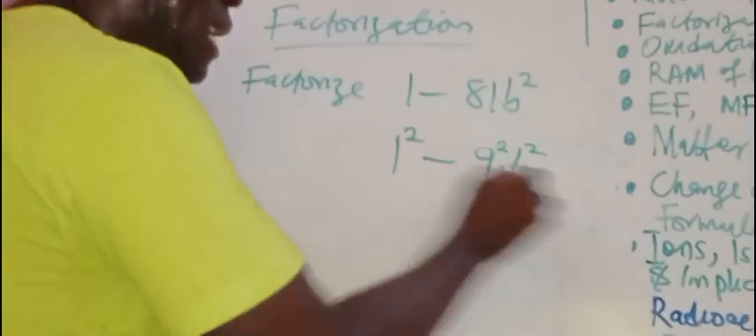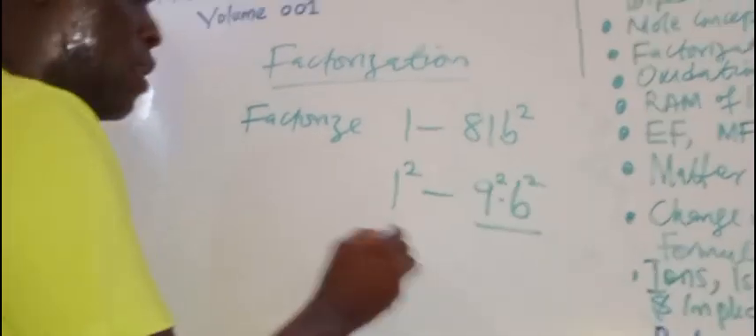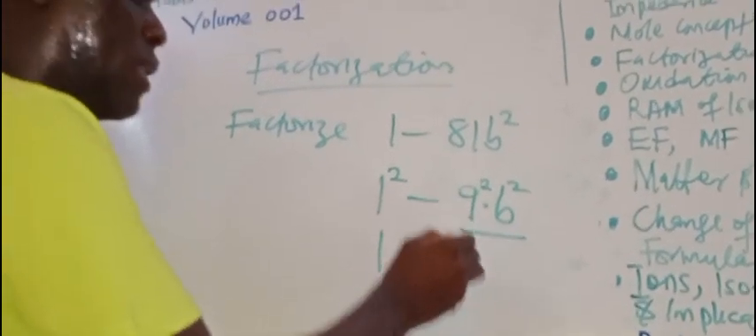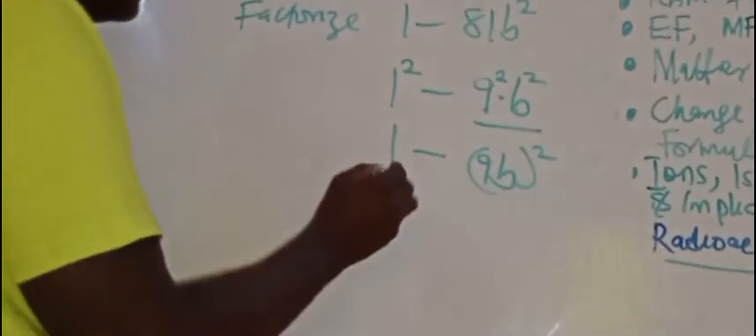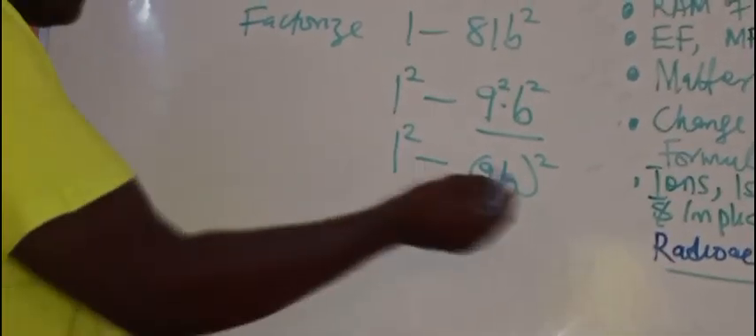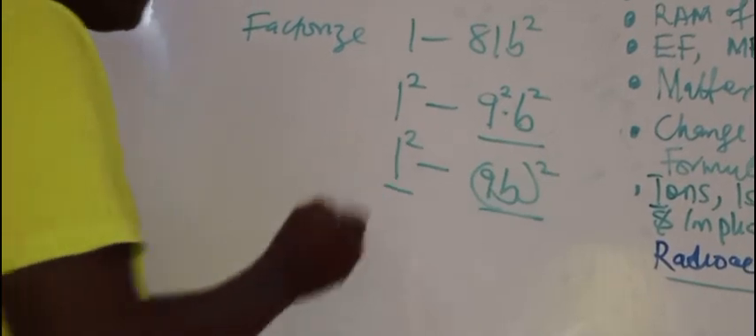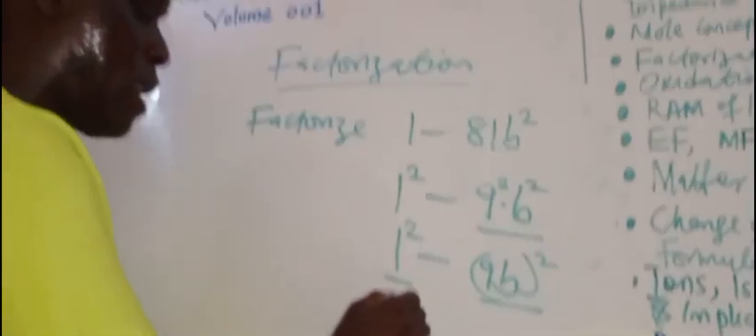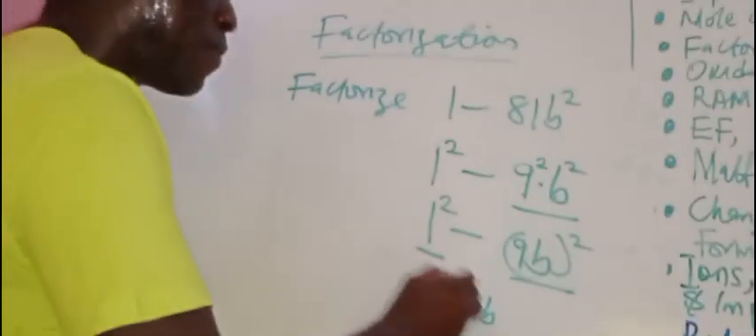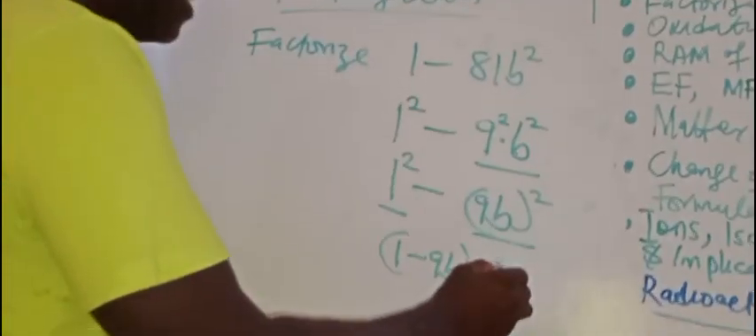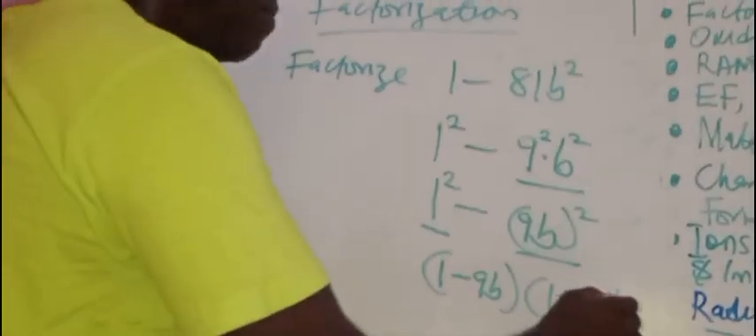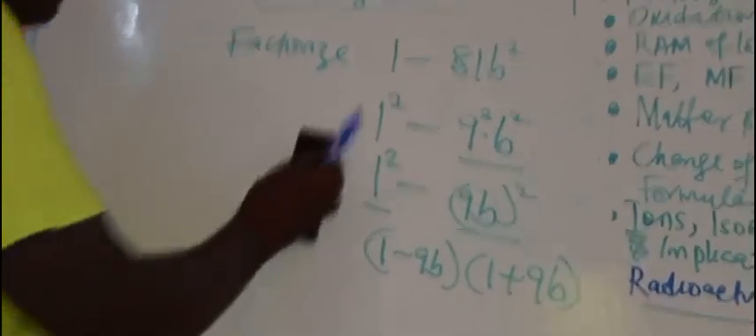Because these two are together and they have the same exponent now, you write it like this: 1 minus, you pick the 9, you pick the b, then you square it. Now we have two things being squared, so you can apply the formula. It will now be 1 minus 9b into 1 plus 9b. Is that clear? Alright, now let's take another example.